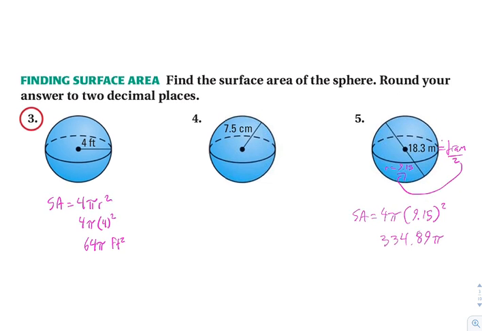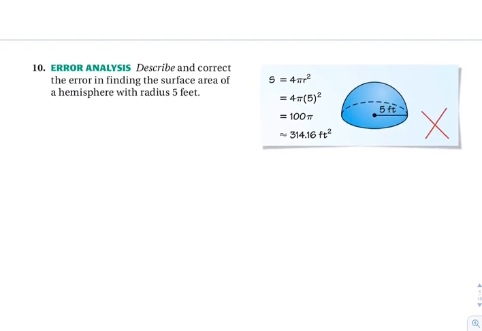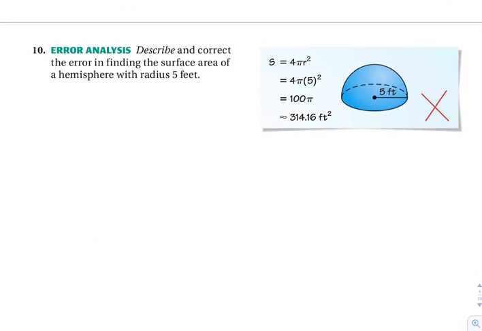So let's scroll down here and see what was the error here. So describe and correct the error in finding the surface area of the hemisphere. Okay, well, looking at this, they use the surface area of the whole sphere, 4 pi r squared. So let's see what's wrong with that.